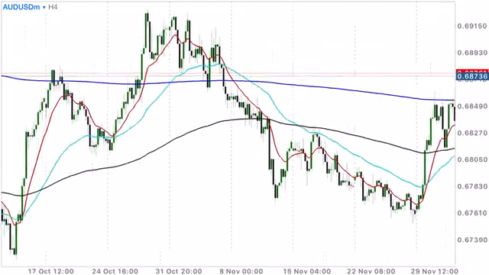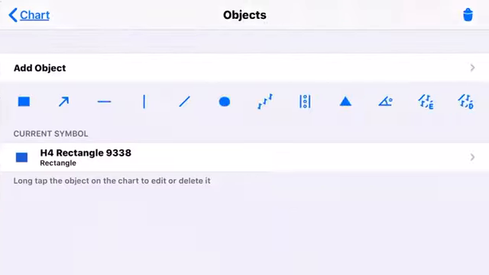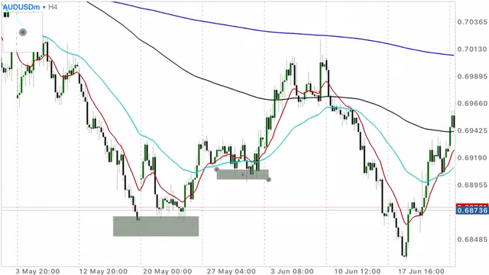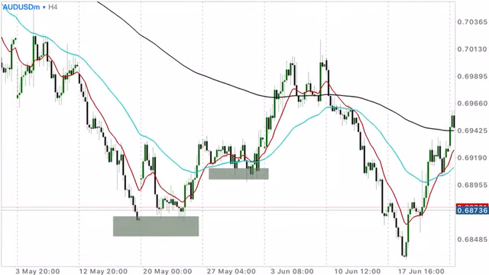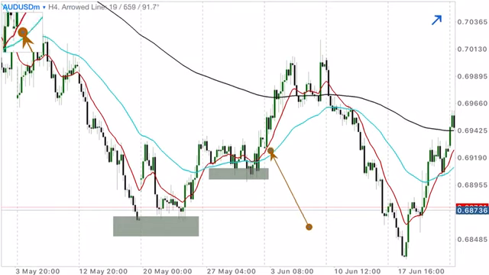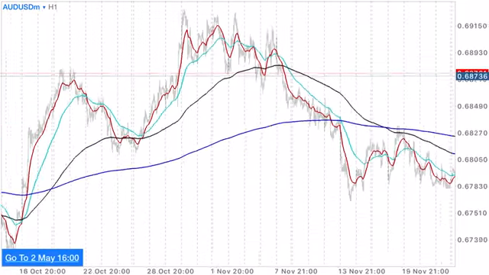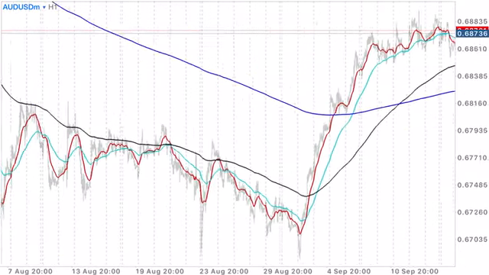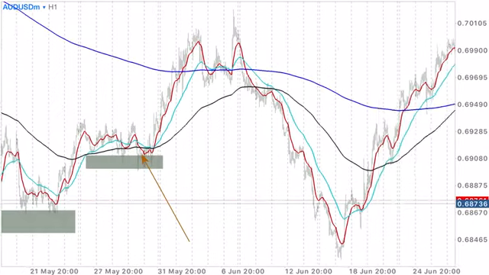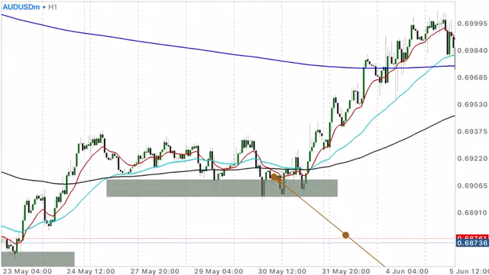Then we have the ID50 there, which is the first pullback to the 50 EMA. Remember, the 50 EMA is the light blue one. So as far as our peak is concerned, this is the first pullback to the 50 EMA. If you go to H1, you realize that that 50 EMA is actually the 200 EMA. Check it out. That 50 EMA is actually the 200 EMA.